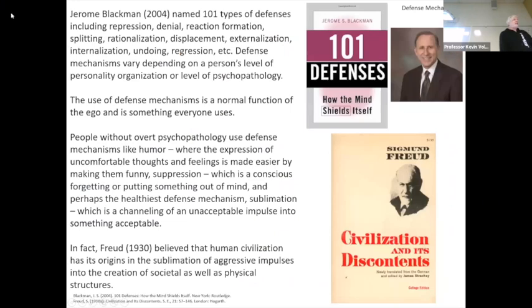Okay. Now, Jerome Blackman, who I know, named 101 types of defenses, including repression, denial, reaction formation, splitting, rationalization, displacement, externalization, internalization, undoing, regression, et cetera. In this book, he outlines 101 of them, but there are, of course, literally thousands. Almost anything can be a defense mechanism. Very good book. And somebody's supposed to remind me that I'm going to print off a page of this book of the defense mechanisms found in personality disorders. So somebody remind me again. It's sitting on my table at home, waiting for me to scan the page in, so I will do that.